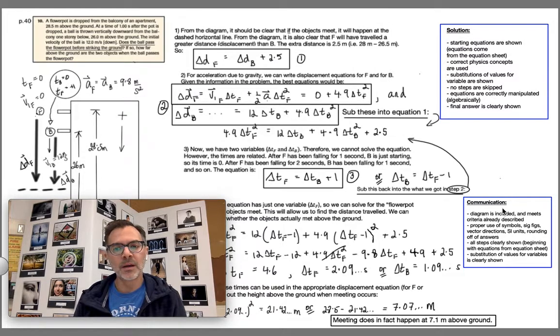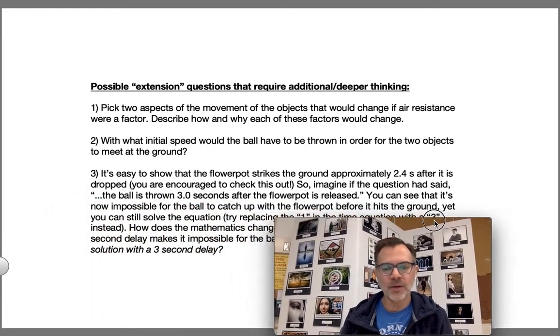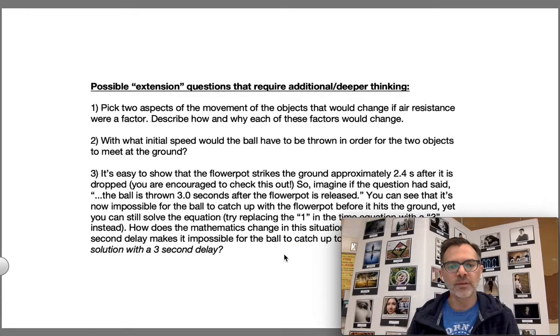If you want to see a little bit more thinking, I've added something here. Here are 3 additional questions you can try, which would stretch your thinking. Number 1, pick 2 aspects of the movement of the objects that would change if air resistance were a factor. Describe how and why each of these factors would change. So if we were to add air resistance in here, how would the motion of the ball change? What about the flower pot? Would it affect where and when they met? How? Pick some factors, explain how they would change and why each one would change.